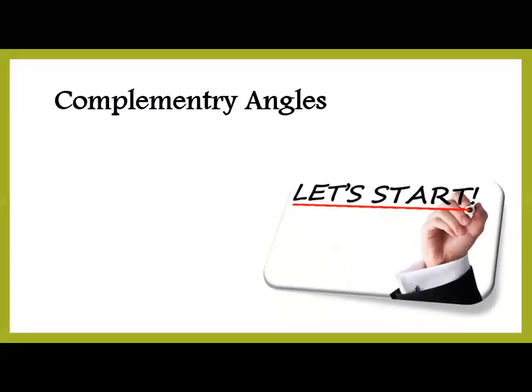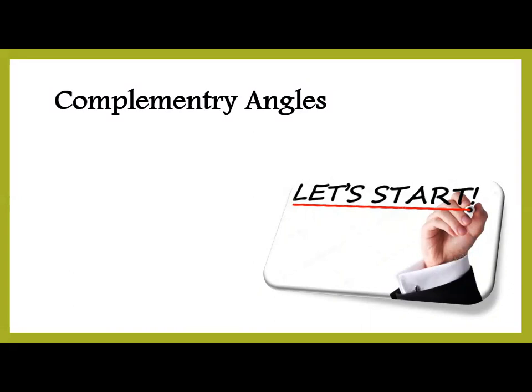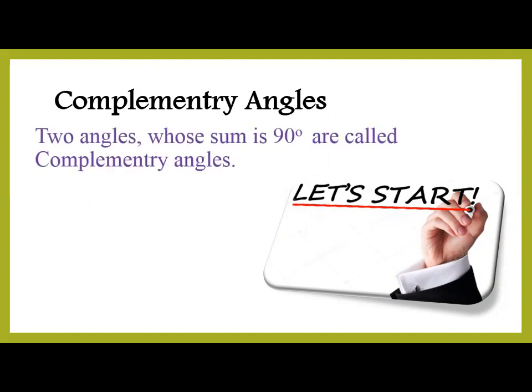First of all, let's move towards the definition of complementary angles. Just keep in your mind that if the sum of two angles is 90 degrees, then we say that both angles are complementary of each other. That is, if you are ever given two angles and after adding them you get 90, then you can say that your angles are complementary. So two angles whose sum is 90 degrees are called complementary angles.